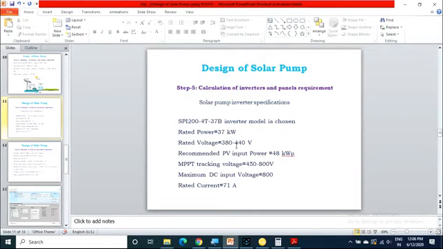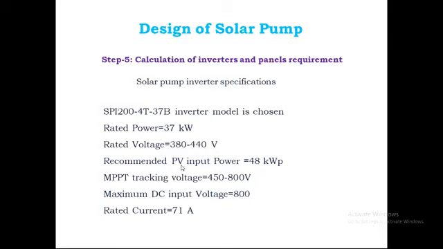Okay, rated voltage is 380 to 440 volts. Recommended PV input power is 48 kilowatt, and tracking voltage is 450 to 800, and DC input voltage 800, and rated current is 71 ampere. This is your inverter specification.